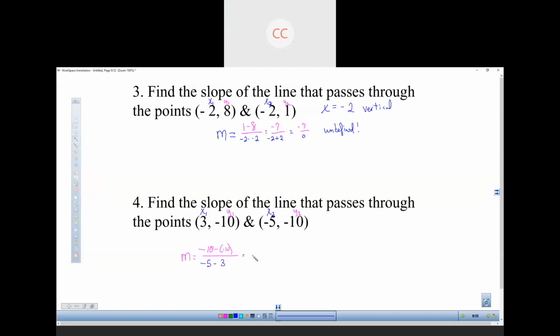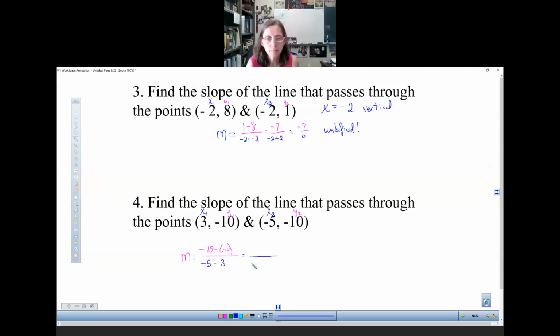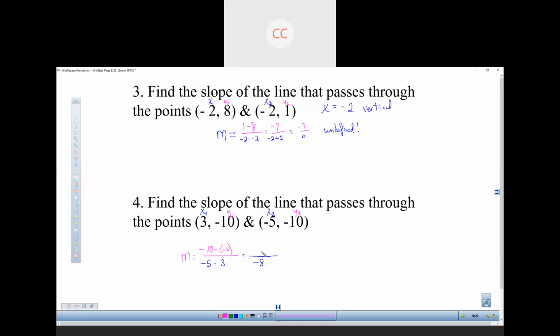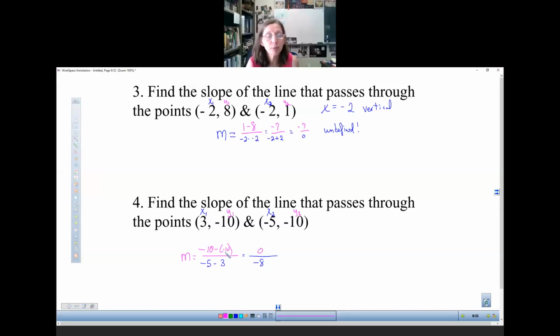So I'm going to start with the denominator. What did you get in the denominator? Negative 8. Yep, negative 8. What'd you get in the numerator? 0. Yep, that's a 0 because this is negative 10 plus 10. And so that means this one is going to be 0 for my slope.